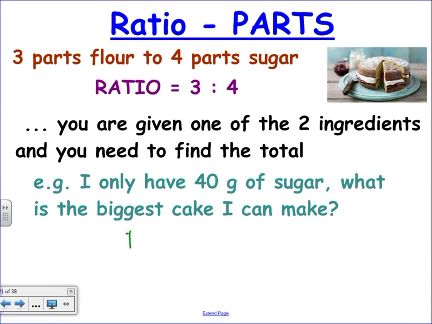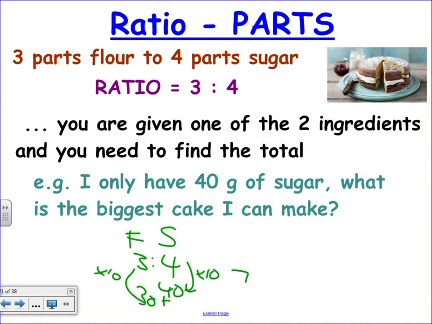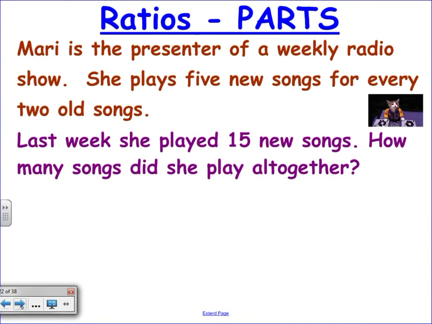So in my famous cake, I've got flour and sugar in the ratio of 3 to 4. What I'm saying is, I've only got 40 grams of sugar in my kitchen. So what is the biggest cake I can bake? So the 40 grams relates to what? Sugar. So it goes under there. So that'd be 10. So I multiplied it by 10. What do I have to do over here? So about 30. So if I've got 30 grams of flour and 40 grams of sugar, how much is my cake going to weigh? 70 grams. So it's going one step further than we've done already. You're adding the parts to get a total of something. Okay? So here's one for you.